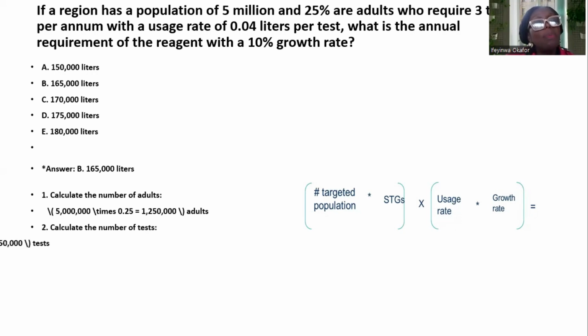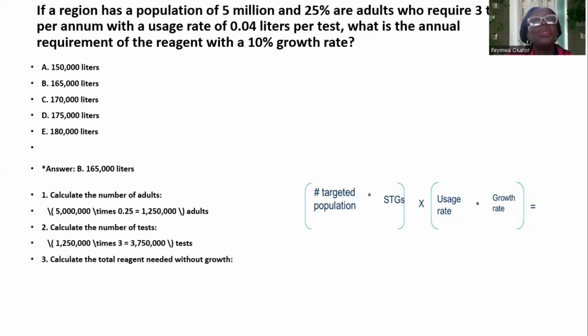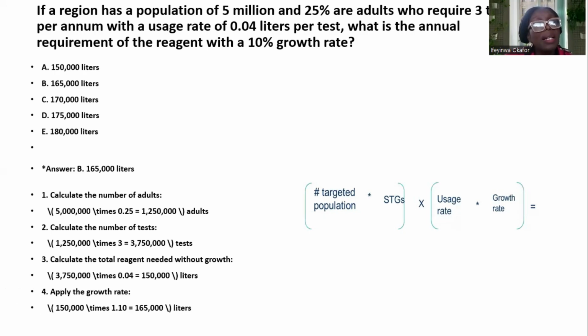And then to calculate the number of tests, you now multiply that with the standard treatment guideline, which is 3. And then you have the usage rate, which is 0.04. And then the growth factor. By the time you do all that, you have your answer. And then the answer is B, 165,000 liters.